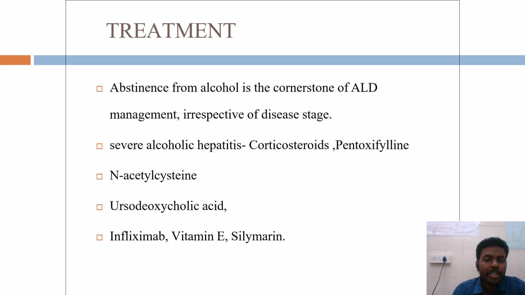So the primary treatment for alcoholic liver disease is stopping the alcohol. Abstinence from alcohol is the main management. In severe alcoholic hepatitis, corticosteroid therapy and pentoxifylline tablets are used. N-acetylcysteine, ursodeoxycholic acid, infliximab, vitamin E, and silymarin are the other drugs which can be used in treatment of alcoholic liver disease.